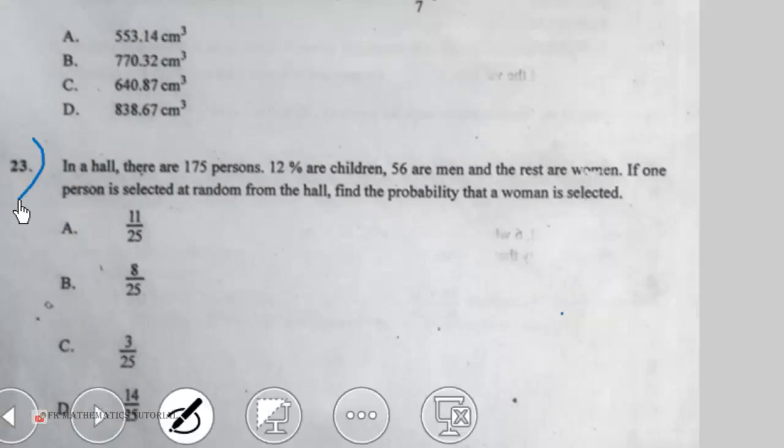We have question number 23 here. In a hall, there are 175 persons. 12% of the persons are children, 56 are men, and the rest are women. If one person is selected at random from the hall, find the probability that a woman is selected.